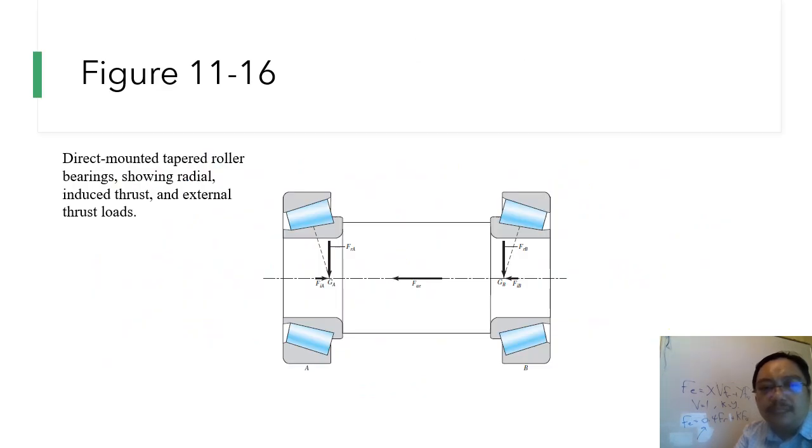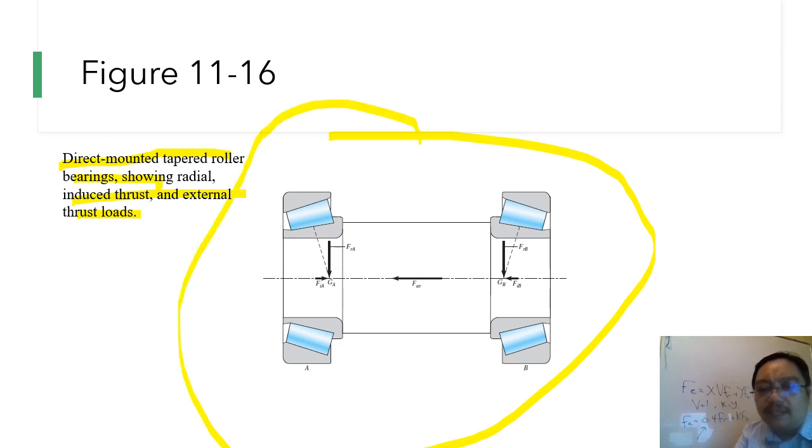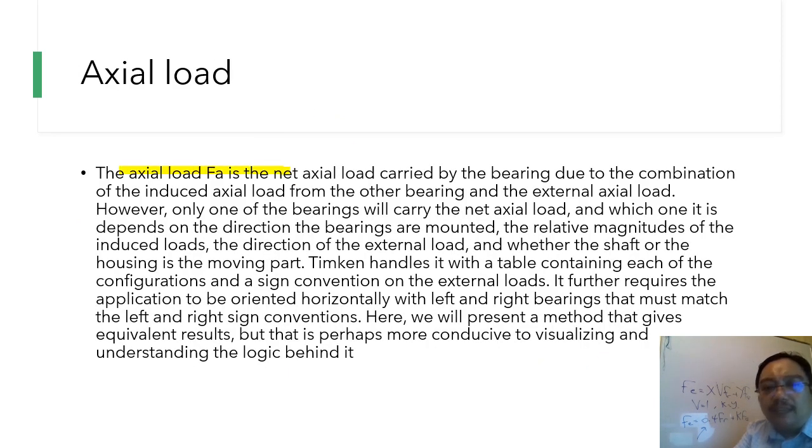So this is figure 11.16. Direct mounted tapered roller bearings show the radial, the induced thrust and the external thrust load. You can see the difference, and you must remember the difference between direct and indirect mounting. You can refer to this video, the textbook, or Google itself. And Fa is the net axial load carried by the bearing due to the combination of induced axial load from the other bearing and external axial load. However, only one bearing will carry the net axial load.